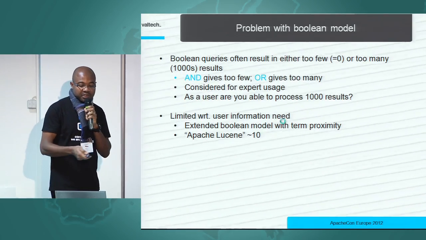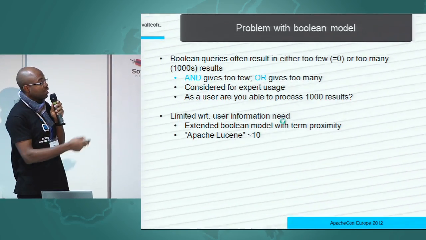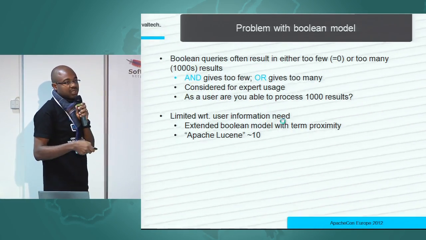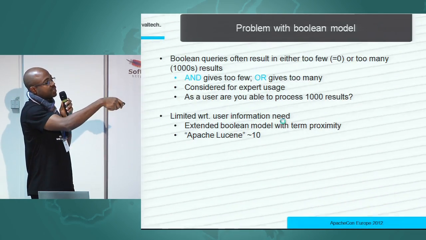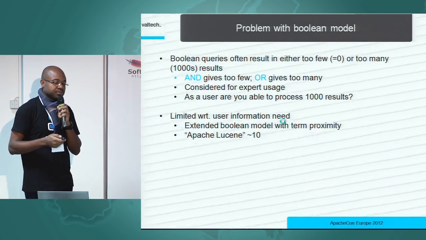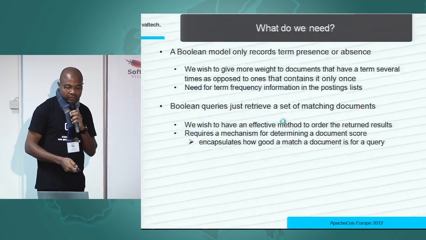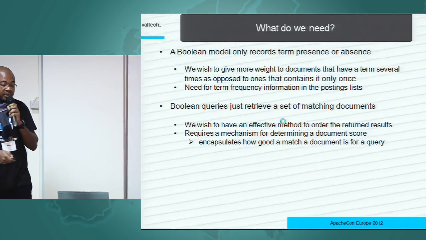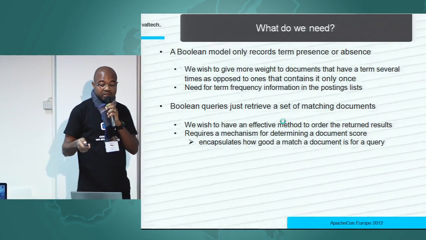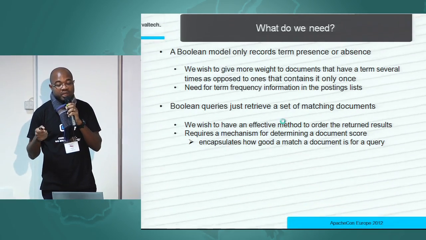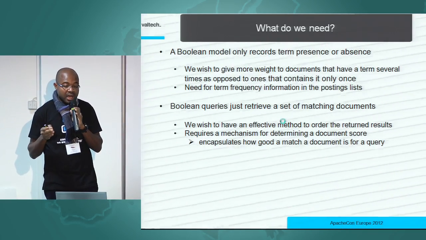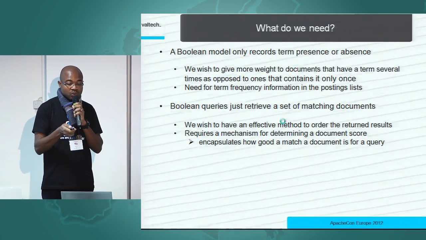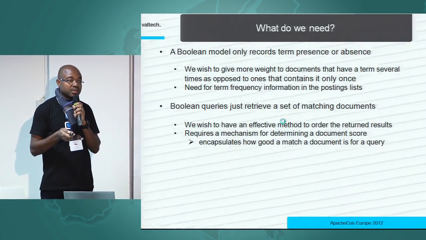It is also limited with respect to user information, and that is why the model has been extended to account for term proximity. You can actually execute a query in Apache Lucene within a slot of 10 words. So we need to go further than just the Boolean model. Because a Boolean model only records term presence or absence, we wish to give more weight to documents that have a term several times, as opposed to a document that contains it only once. And to do this, we need to record the term frequency in the index.